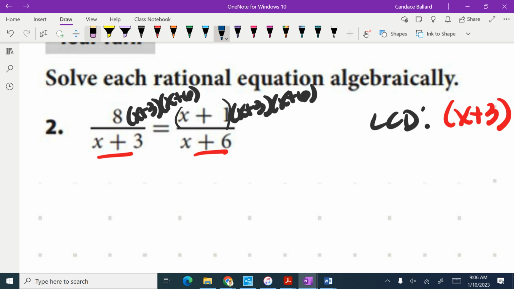Okay. Looking at that first term, what do I get to cross out? X plus 3. And we like crossing out stuff, right? That was the exciting part before Christmas. We got to cross some stuff out. All right, what am I going to do with the 8? Distribute. Good. So what's 8 times x? 8x. Good. 8 times 6. Everybody good with 48? Okay.